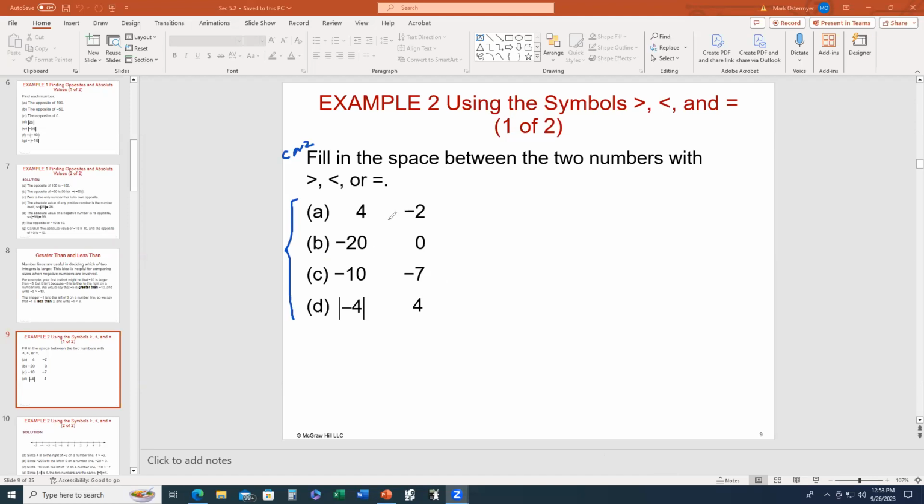All right, let's take a look here. 4 compared with -2, which one's greater? The 4. All right, so 4 is greater than -2. We must point our inequality symbol that way. What's greater, -20 or 0? 0. Okay, so 0 is greater than -20, or -20 is less than 0. The inequality must be oriented that way. -10 versus -7, -7 is greater. Or -10 is less than -7, or -7 is greater than -10.